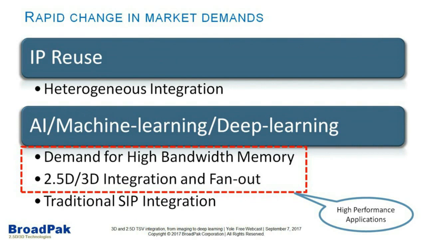As you've seen so far from the presentation from Emily, there has been quite a bit of change in the market. From our side, we see change in demand in the IP reuse, meaning that once the IP is designed, it can be reused and integrated with other logic. And for that, heterogeneous type integration is going to be the key enabler. The other area that was just talked about was AI, machine learning, and deep learning. And for that, we see the demand for HBM, high bandwidth memory, 2.5D to 3D type integration, as well as fan-out, or it could be just a traditional SiP. So it depends on the application. For high-performance applications, HBM 2.5D is the route, and for other types, the traditional SiP would be adequate.